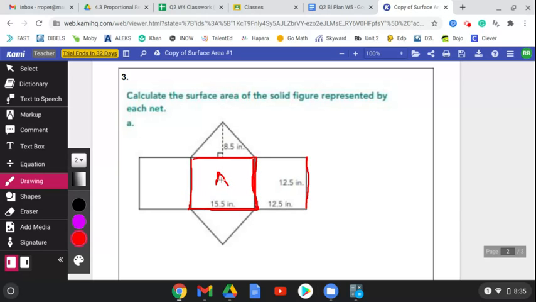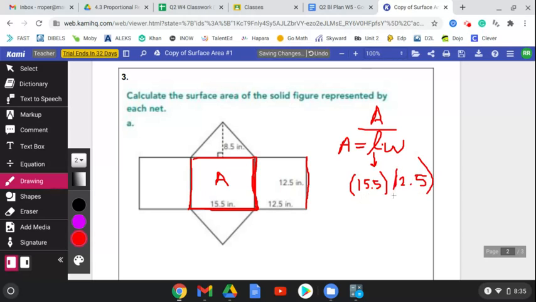Let me call this shape A. Shape A is a rectangle. To find the area of a rectangle, I do length times width, right? The length is 15.5 and the width is 12.5. That's going to give me the area of shape A. Next is the area of this triangle, which is going to be the same as this triangle, right?